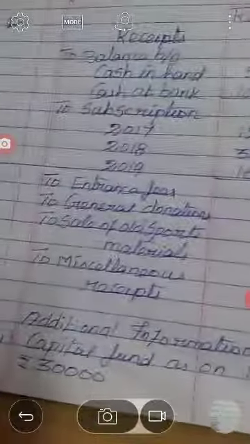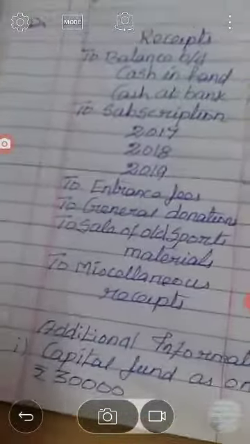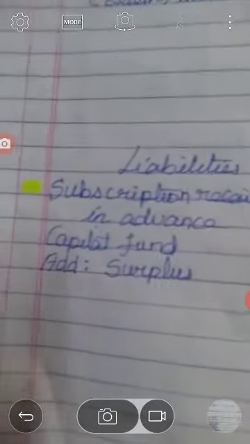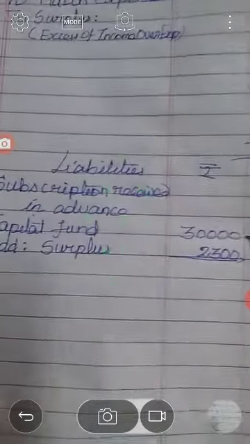Then in the sum, capital fund should be given. Capital fund is given in the additional information. Capital fund is 30,000. It should appear on the liability side. Capital fund 30,000. Now we are going to balance the income and expenditure account side.